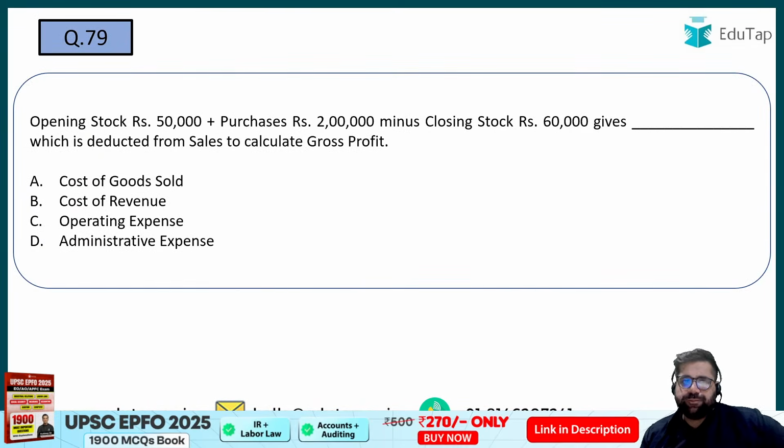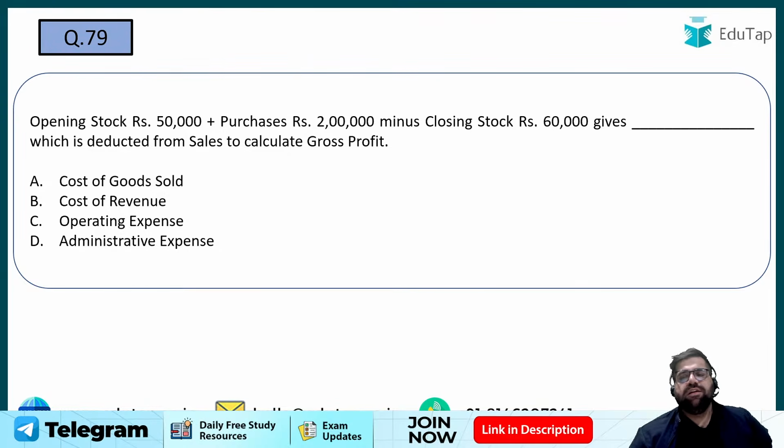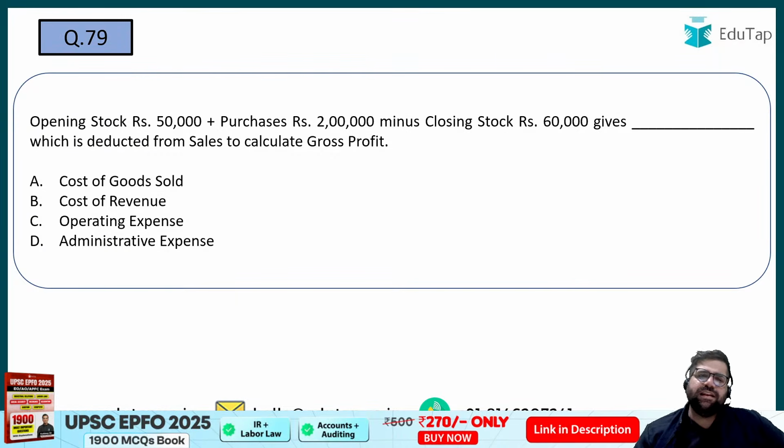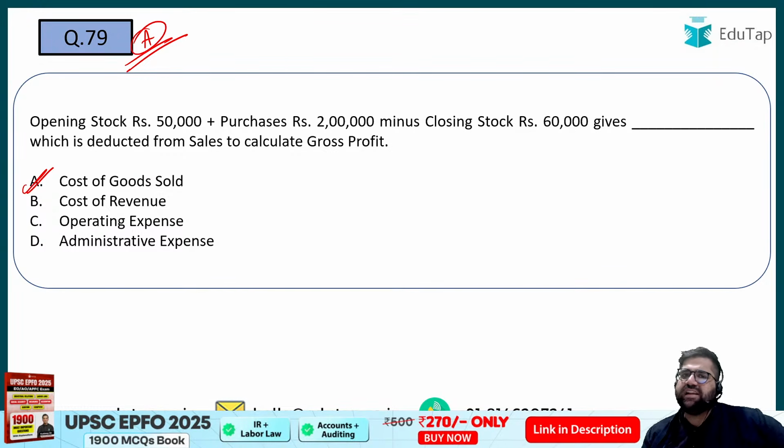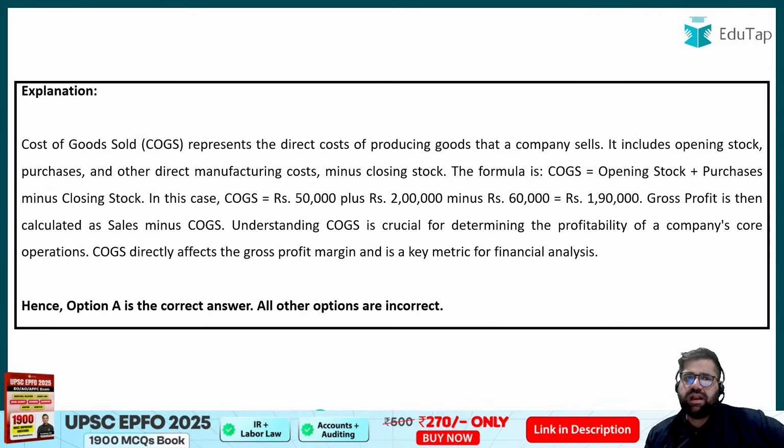Question number 79. A mix of theory and concept. Opening stock is 50,000, purchases is 20,000, minus closing stock of 60,000 gives you what? Which is deducted from sales to calculate gross profit. Which is very easy again. It is your cost of goods sold. So answer of 79 will be option number A, because opening plus purchase minus closing is definitely your COGS formula. Here direct expenses are not given. I think they have taken it as 0, but we don't have to budge upon that.